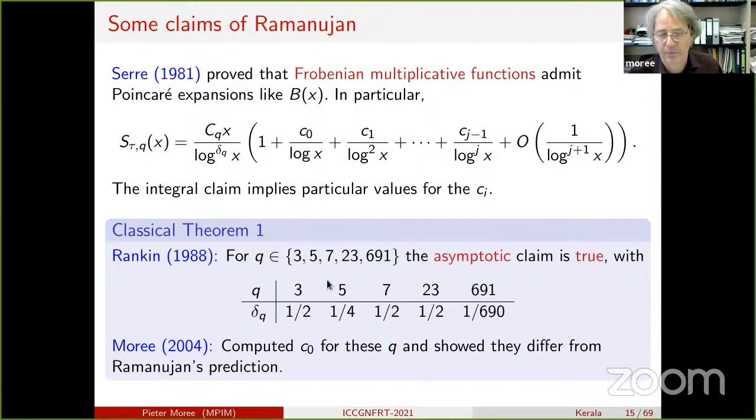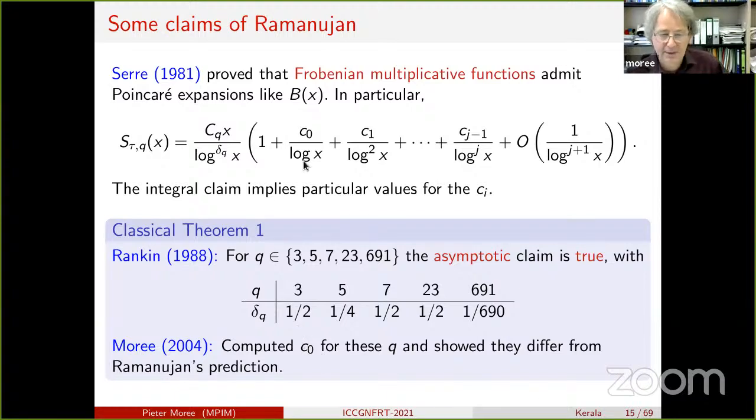The ones that Ramanujan considered were very special, since in some sense they're very easy. For these primes, Ramanujan actually wrote down what this delta of q is here. So if it's a half, then we have here square root of log x. And actually Ramanujan got all those numbers right.